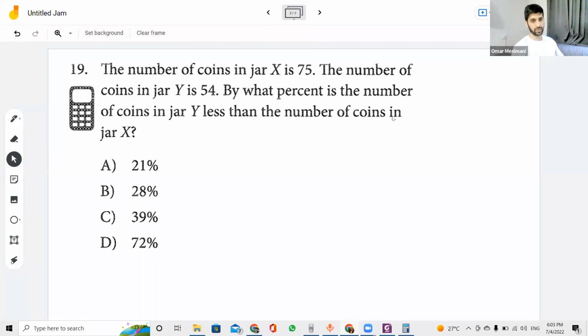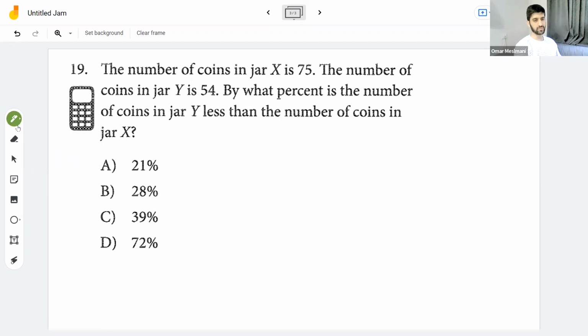All right, let's read the question carefully. The number of coins in jar X is 75. The number of coins in jar Y is 54. By what percent is the number of coins in jar Y less than the number of coins in jar X? Wait, that's easier. I thought this was a different question.